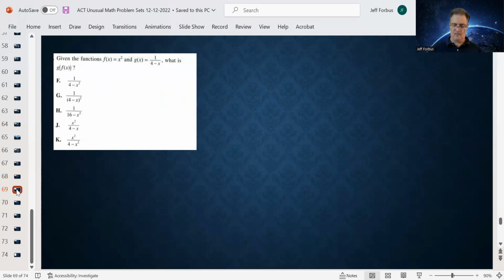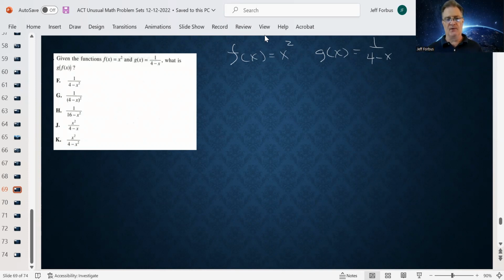Okay, cool. So we come to this question. They tell us f of x is equal to x squared, and g of x is equal to 1 over 4 minus x. Okay, let me get my notes here so I don't mess up anything. What is g of f of x? So we're looking for g of f of x. That means we're going to take the function f of x and substitute it into g of x. So we're going to take the x squared and put it into g of x.